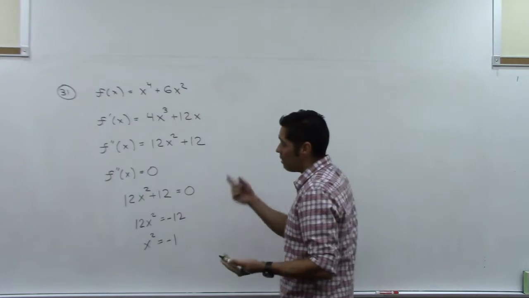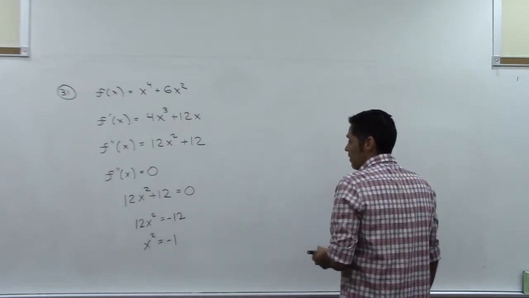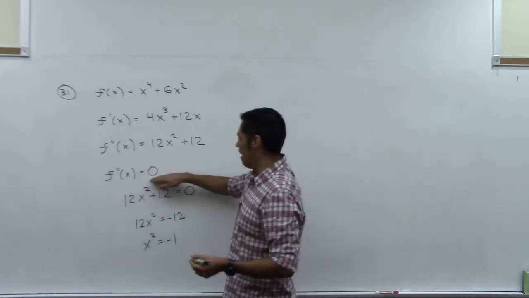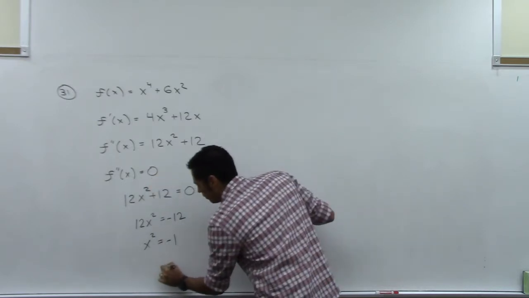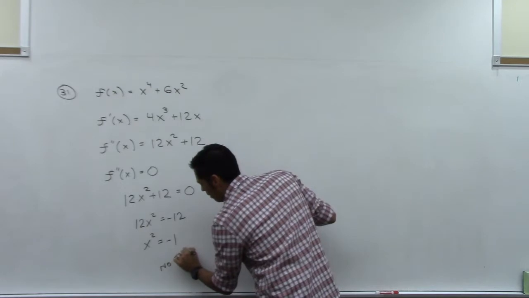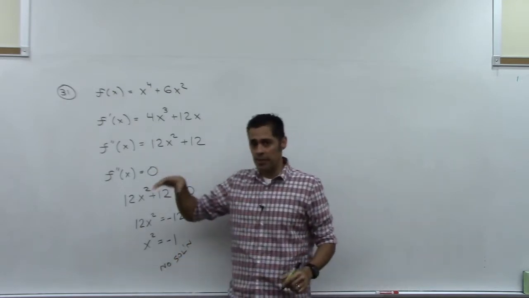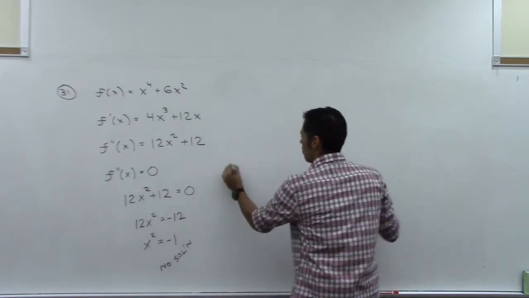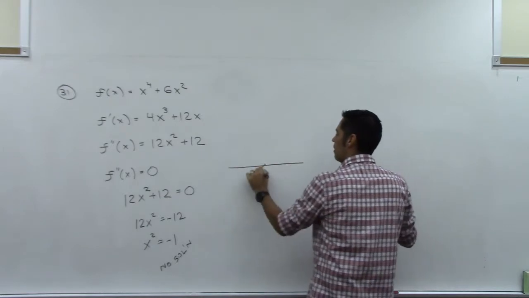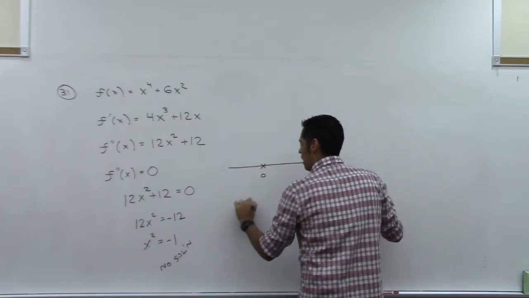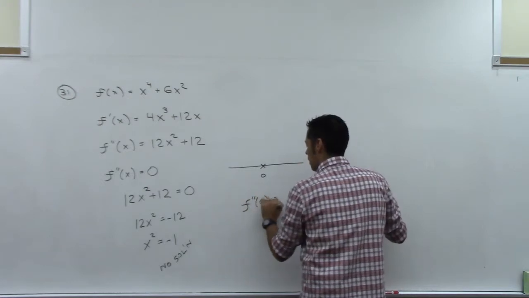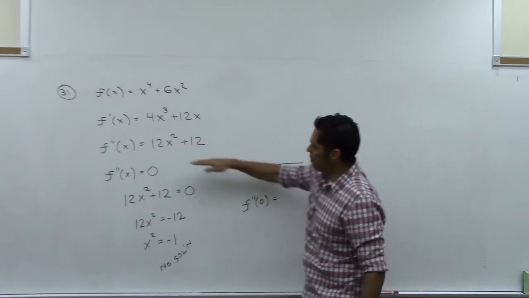So this is kind of like a problem we had in the last section. The second derivative is never 0. Okay, that's what this is saying. We have no solution here. Therefore, the second derivative is either always positive or negative. So what I'm going to do is draw a number line, and I'm just going to pick any arbitrary test point. So let's go with 0, and I'm going to plug that into the second derivative and see what I get. So here's my second derivative.